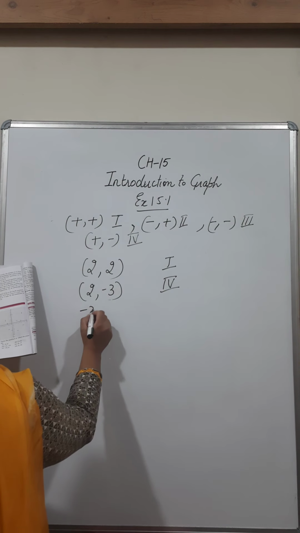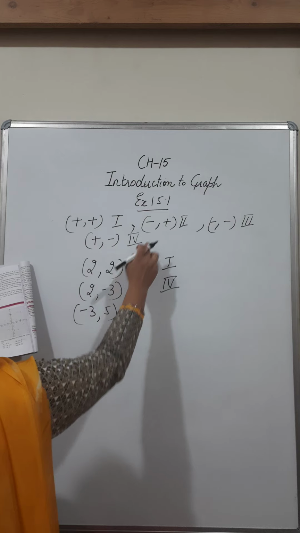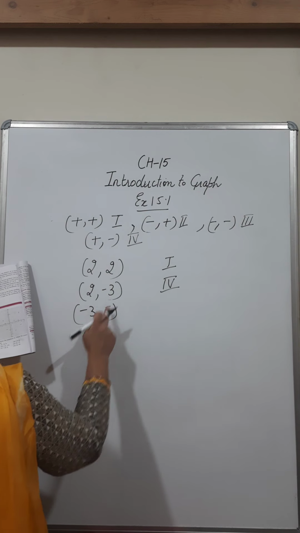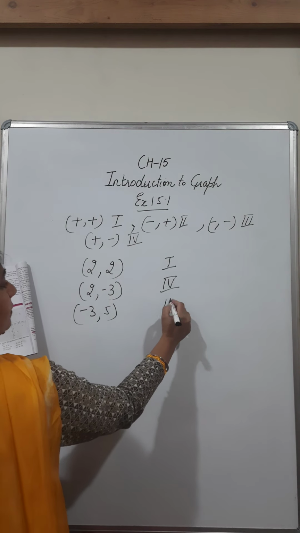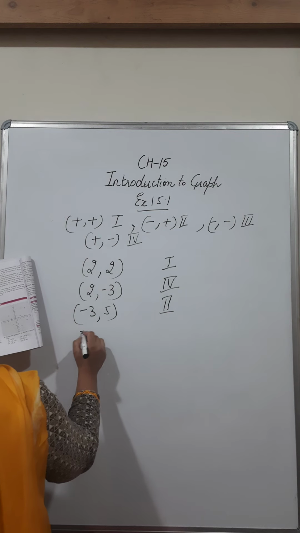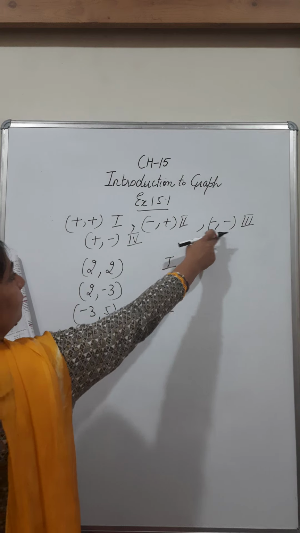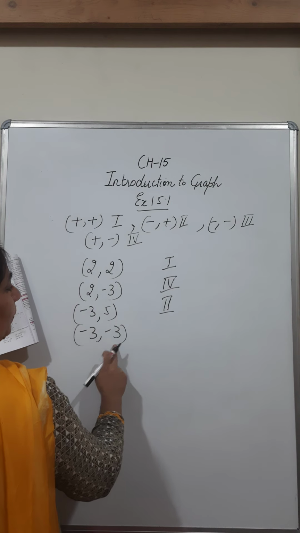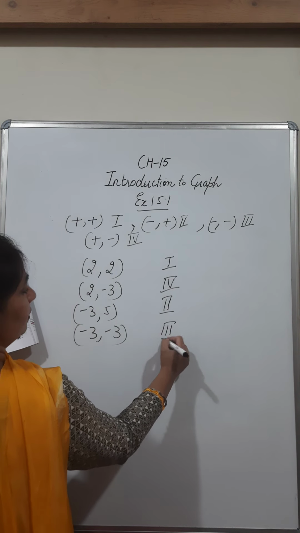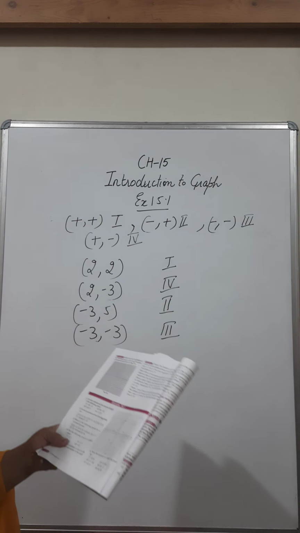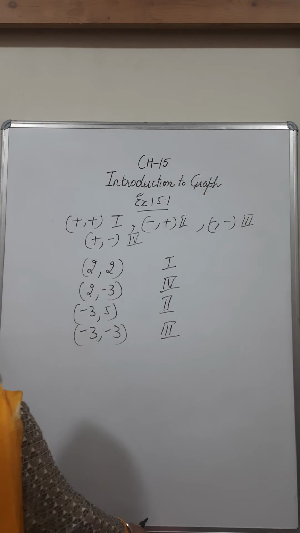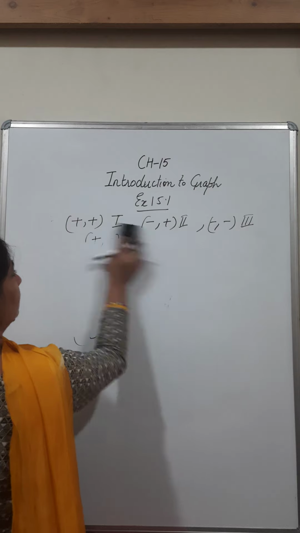Similarly, beta, minus 3 comma 5. You see x is negative, y is positive. So it will lie in the second quadrant. Minus 3 comma minus 3. Here x is negative and y is also negative. So both are negative. That means it will lie in the third quadrant. So accordingly, beta, you can solve it. Next, beta, we have the third question.